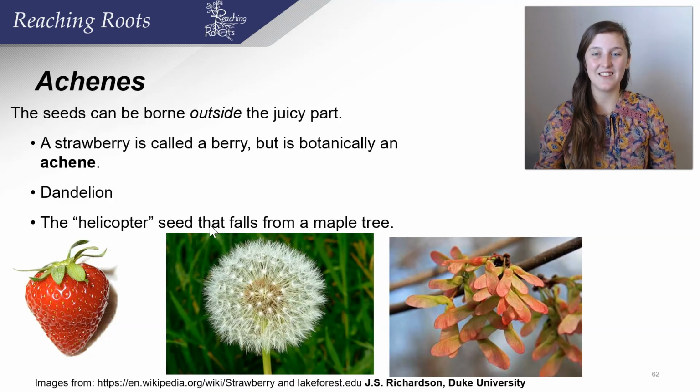The achene classification can be fleshy fruits or dried fruits. For example, the seeds are borne outside of this juicy flesh. Just like in a strawberry, you see the seeds all on the outside. A dandelion and these helicopters, or samaras, from a maple tree are also achenes.